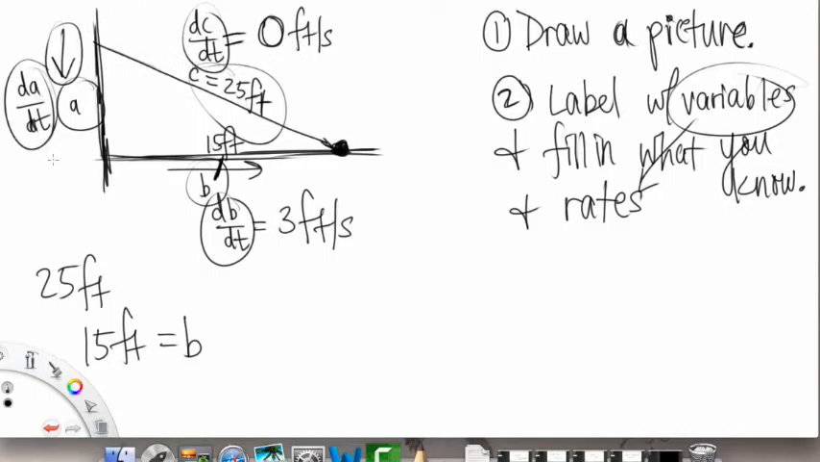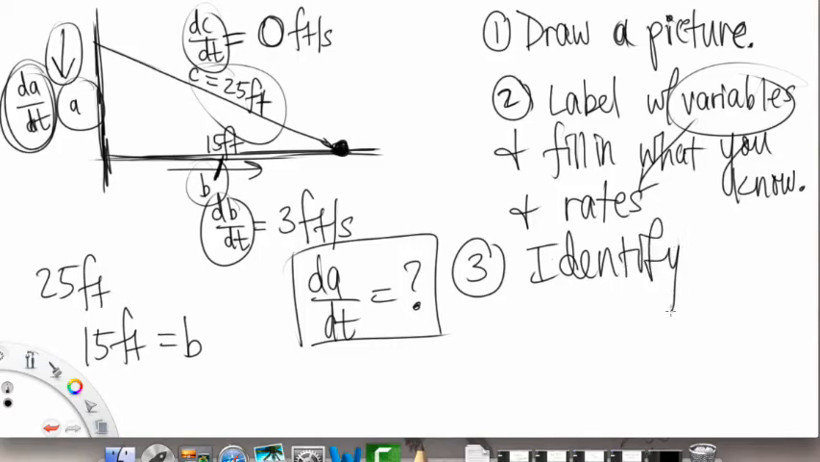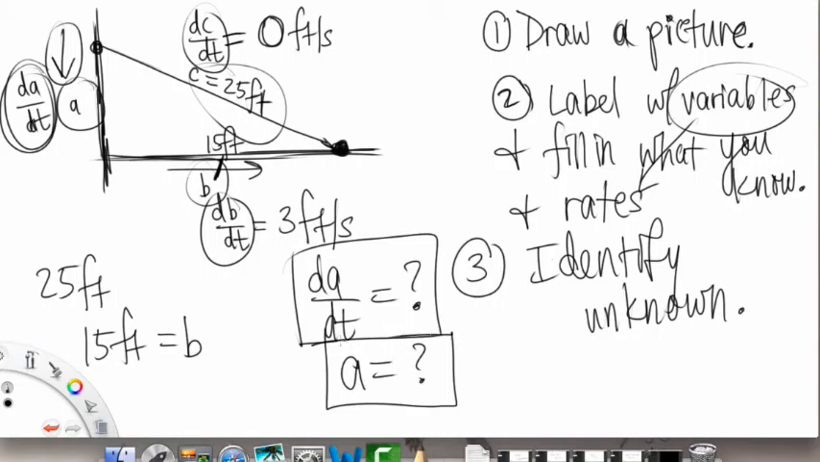And then the last thing: we're trying to find dA/dt, right? dA/dt is our unknown. dA/dt equals, I don't know. This is step number three, identify the unknown. So we don't know dA/dt. This is what we're trying to find. And along with that, we don't know A either. We don't know the height from the floor to the top of the ladder at this time. So we don't know these two things.